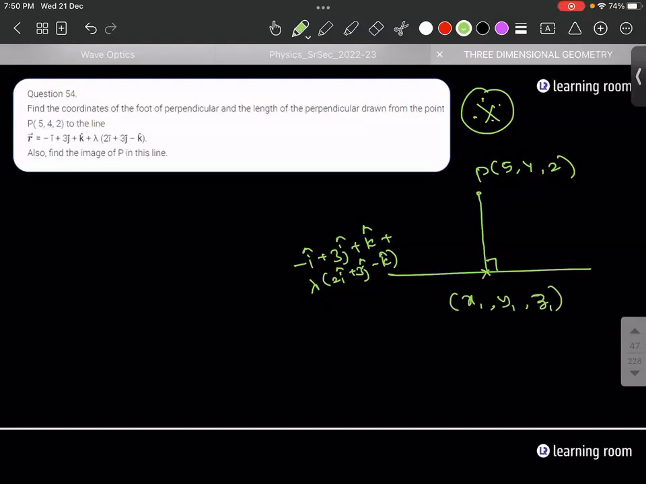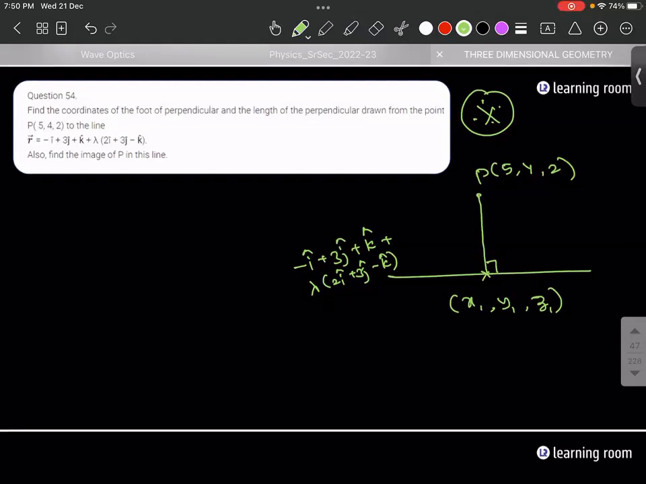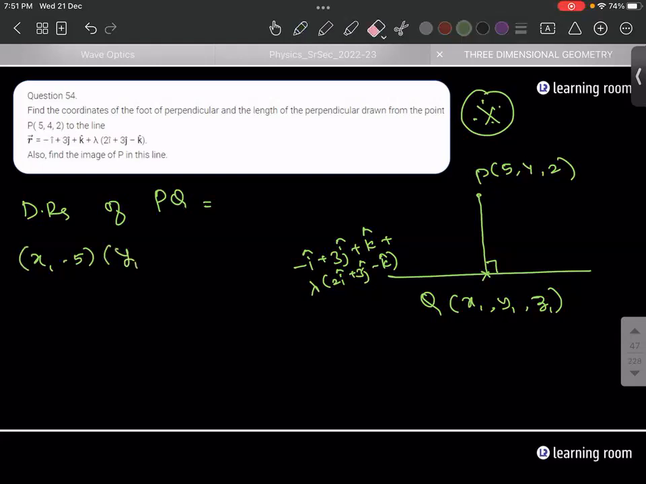Let this be x1, y1, z1. So what should I do? If I take the foot of the perpendicular to PQ, what are the DRs of PQ? It will be x1 minus 5, comma, y1 minus 4, comma, z1 minus 2.